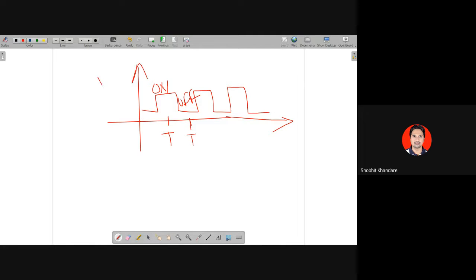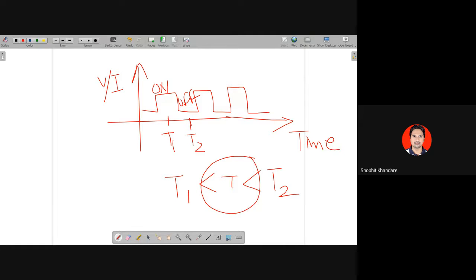Now, this can also be with respect to voltage or current. What I mean to say is that at T1, if I'm talking in terms of voltage, your voltage is on or your current is on. At T2, your current is off. I do not have anything in between T1 and T2. So I have only two instances, T1 and T2, with respect to time. At T1 I have the current present or the voltage present. At T2 I have current absent, or current off, or voltage off. I do not have anything in between.